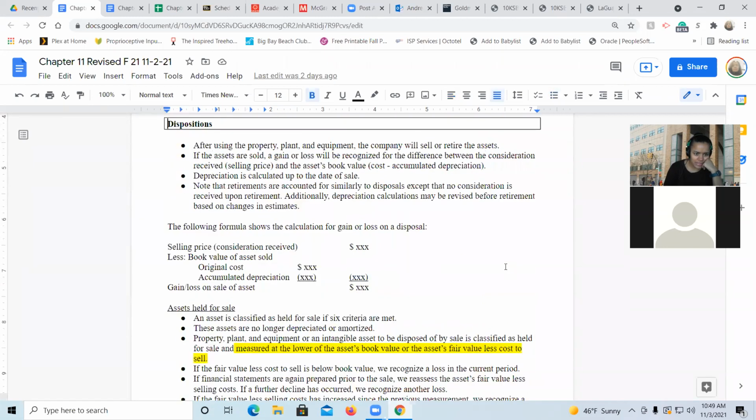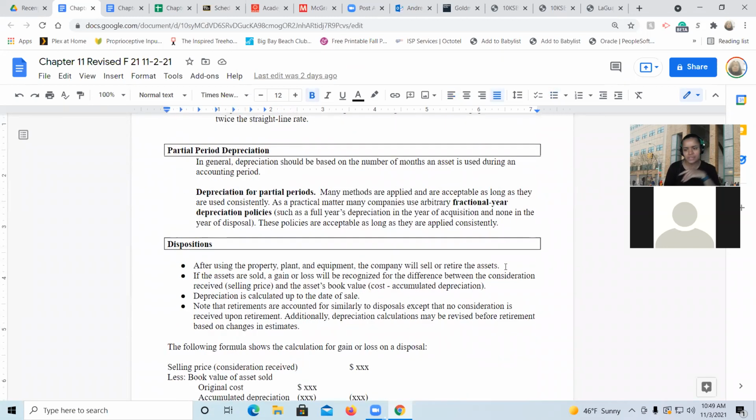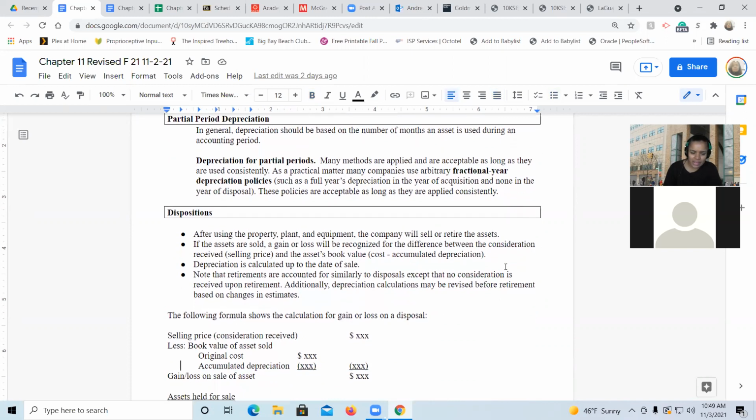All right. So we did speak also about dispositions or disposals, right? Getting rid of the asset. We said that could happen through a sale or through retirement. We also saw it to some extent in Chapter 10, when we spoke about non-monetary exchanges. So we're going to do a quick example on this.